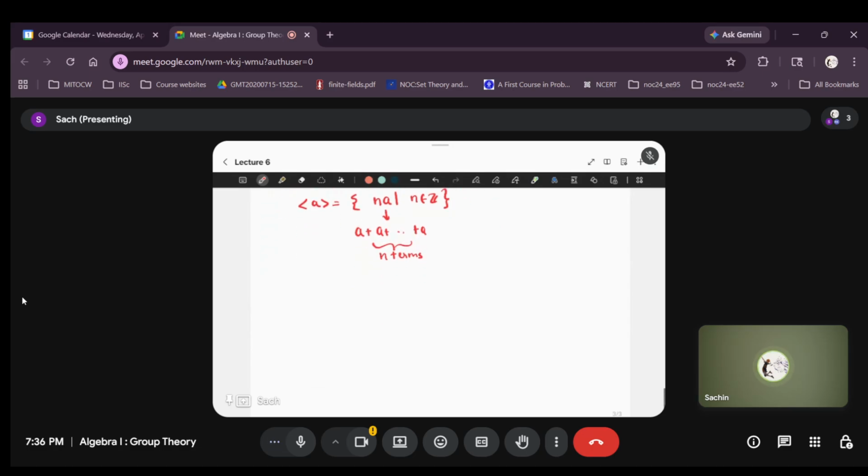So now we can see that Z was a group under addition. What is the subgroup generated by 1?